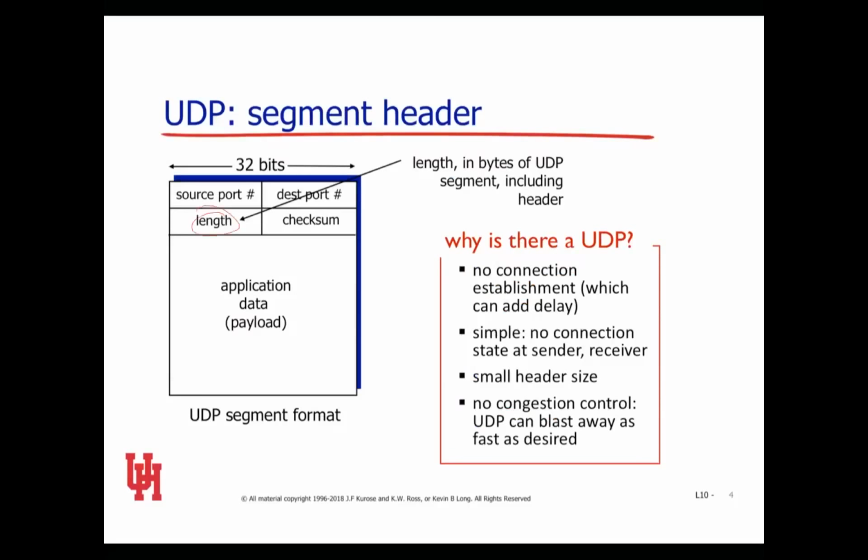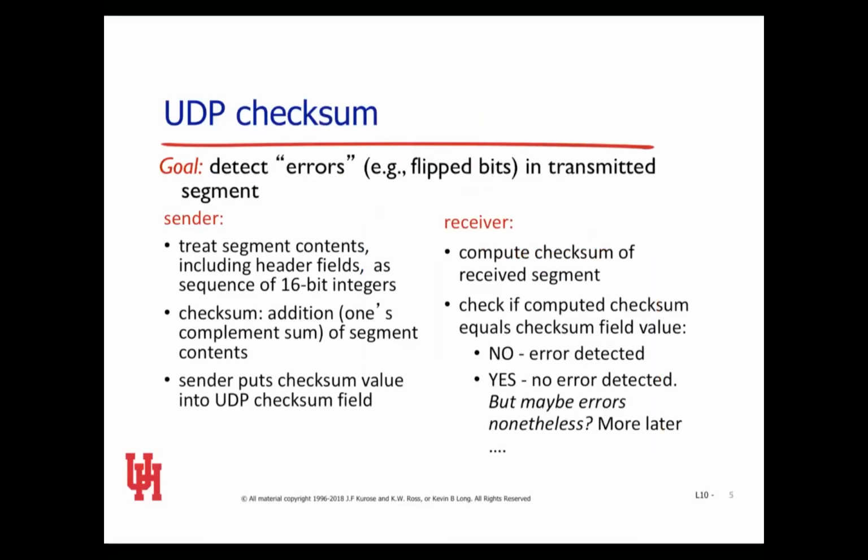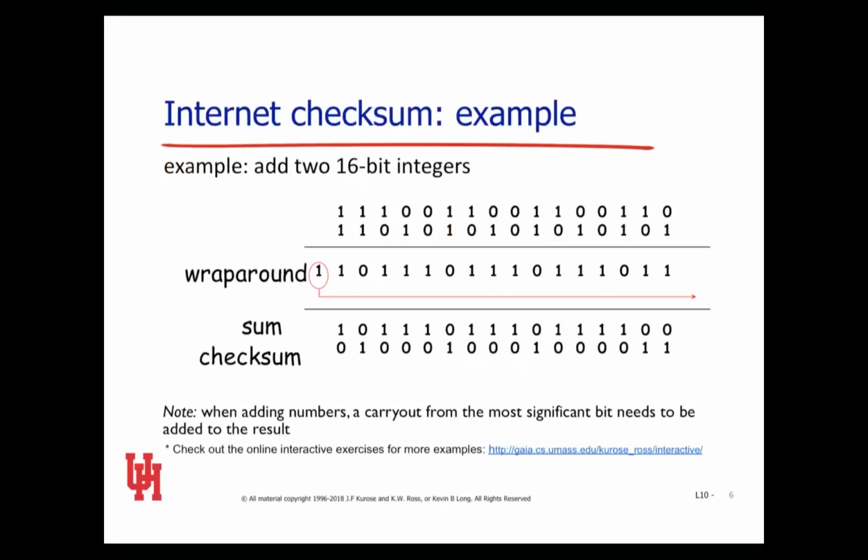So there's a length field in the very simple UDP segment header, and a checksum, a source and destination port number. And the goal of the checksum is to kind of detect these errors. And I think we've talked a little bit about the checksum before, but I'm going to just kind of fly through this for you guys.